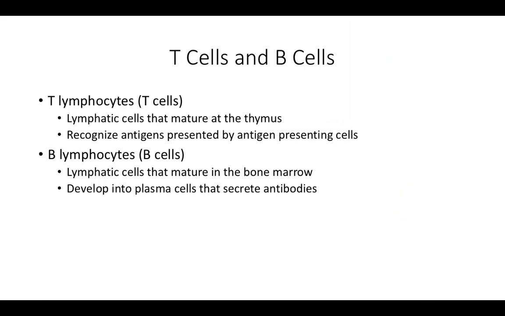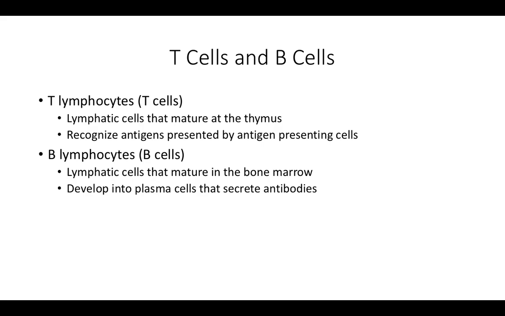T cells and B cells are other types of lymphatic cells. T cells mature in the thymus, which we can remember because thymus starts with T. B cells mature in the bone marrow, which we can remember because bone marrow starts with B. Okay, so T cells, basically their job is they're presented with antigens by something called an antigen-presenting cell. And we'll talk about antigen-presenting cells as we move through, and I'll give you some more examples.